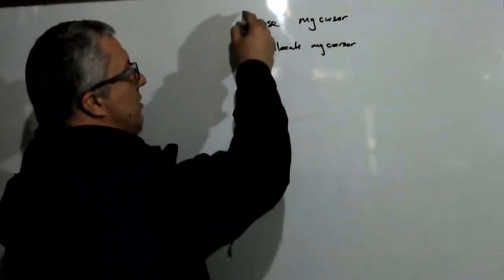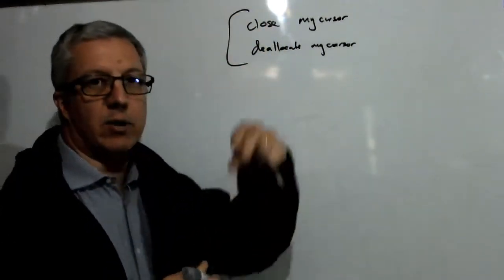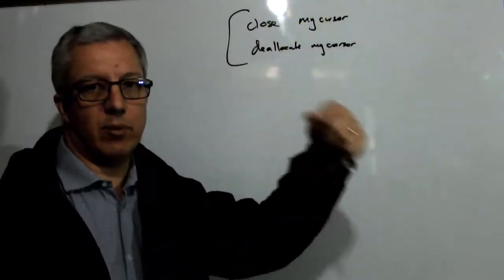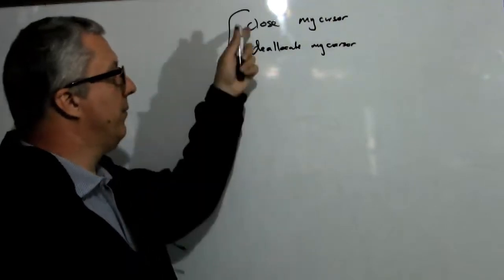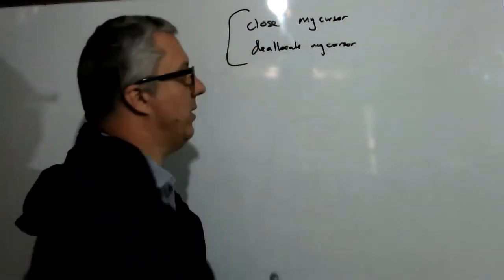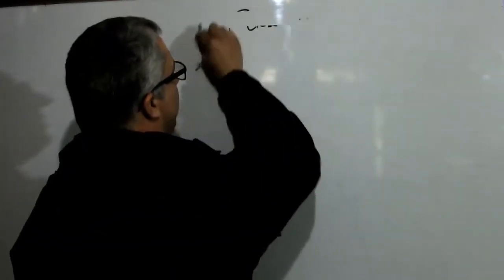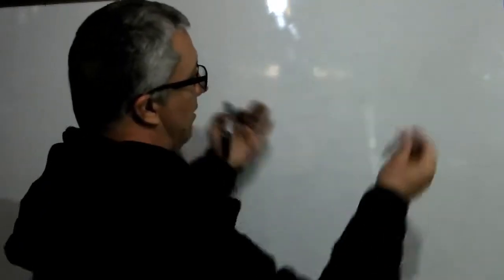So this is my closing instruction. I've got my declare for my cursor, I've got my open cursor, I've got my processing, and then I've got my closing and deallocation when I'm done with it. Okay, so that is the core function of it, the outside of it.